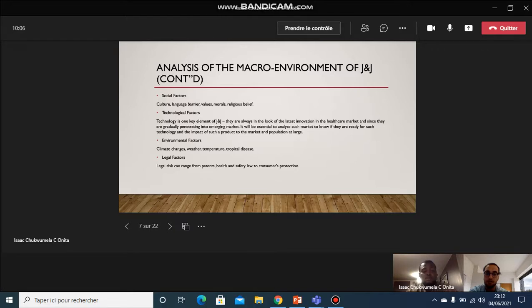Another thing is the environmental factor: climate change, weather, temperature, tropical disease, all of which have a huge chance of affecting J&J as a company. Then we have the legal factor, where there's a risk of patents, health and safety law, and consumer protection. Now, when we talk about patents, we'll look more into it as we go on.